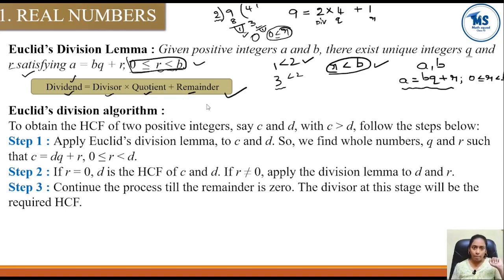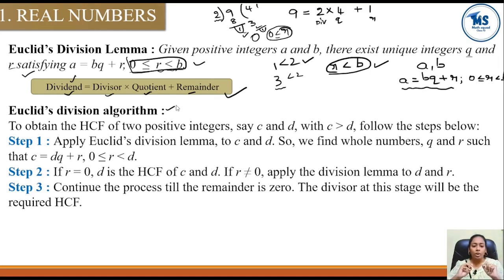We have seen Euclid's lemma. Now Euclid's algorithm. What is an algorithm? You might sometimes confuse Euclid's division lemma and Euclid's division algorithm. So a lemma is just a proven statement. It's already a proven statement which is used to prove something else. Lemma is just a statement which is already proved.